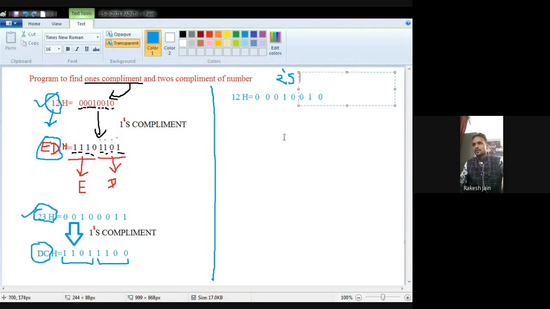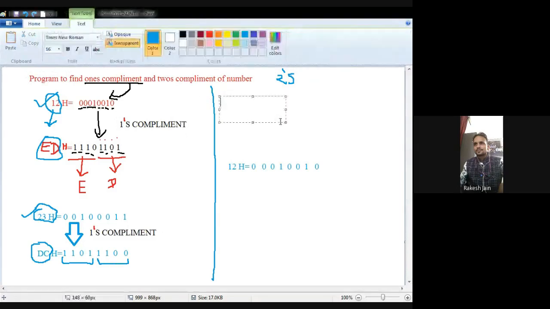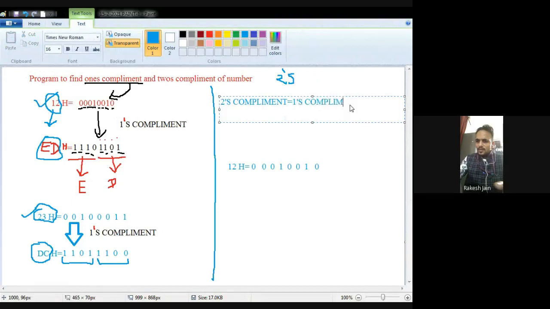Kindly wait, I am just writing down here so you will understand. 2's complement is actually equal to 1's complement plus 1, 1's complement plus 1.